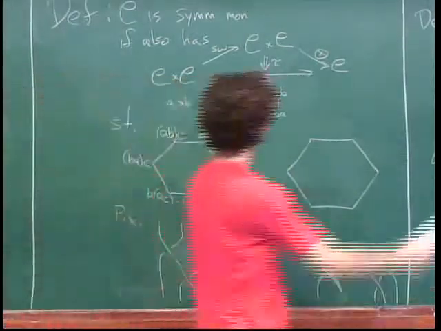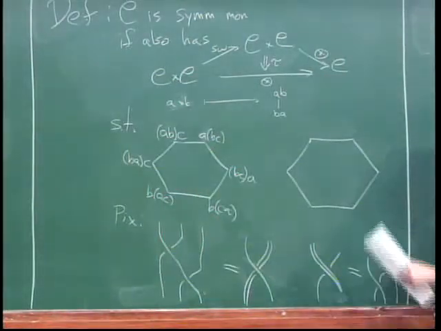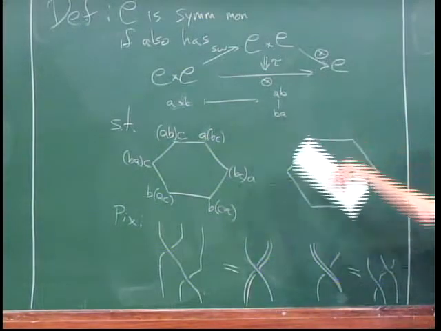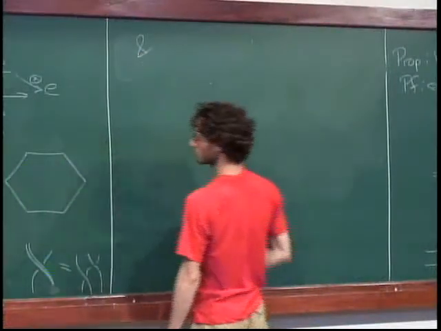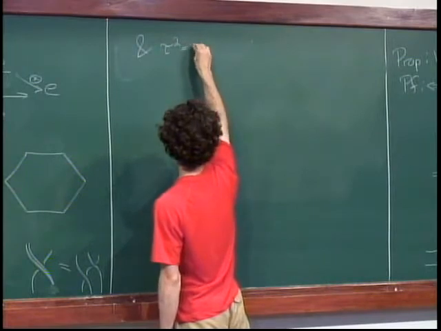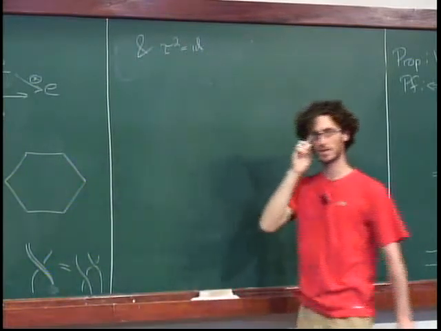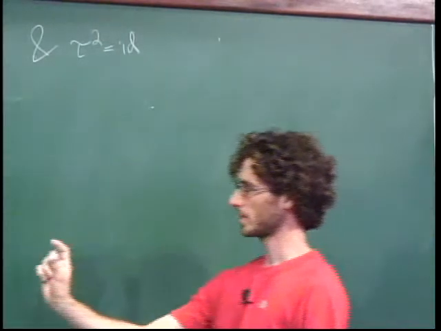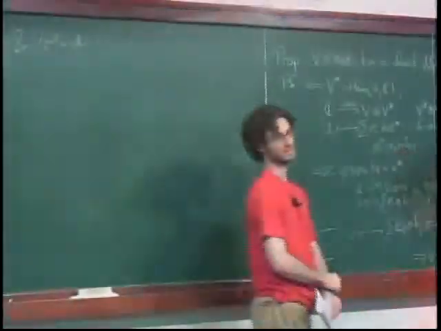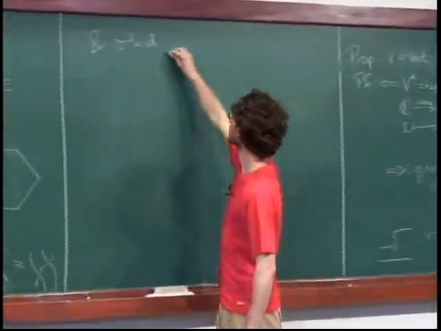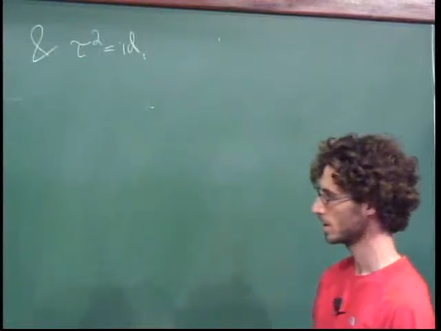Okay, so we're not quite done with this definition, so I'm continuing the definition over here. There's one more condition, which is that tau squared is equal to the identity. So for this to be a symmetric structure, if I switch once and then switch again, that needs to be the same as not having done anything at all. Okay, so that was the end of the definition.